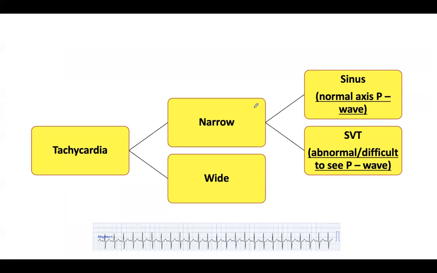The P waves are suggestive of sinus origin, or the axis of the P wave is suggestive of sinus origin, i.e. P is positive in lead 1, P is positive in lead AVF. Then this is most likely sinus tachycardia. If it is difficult to see P waves or the P wave axis is abnormal, then this is most likely supraventricular tachycardia.